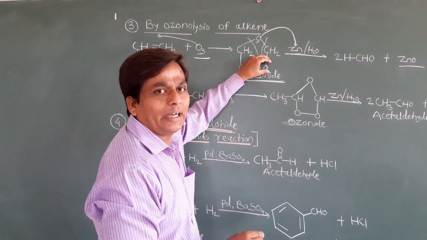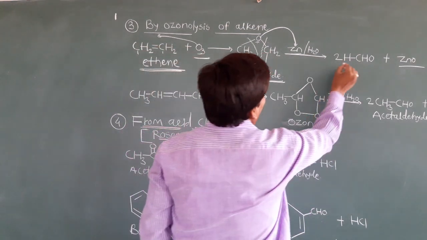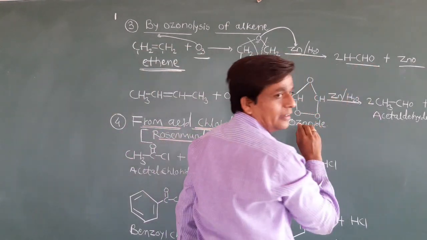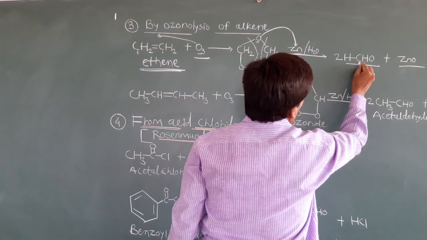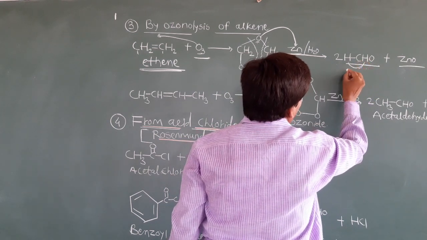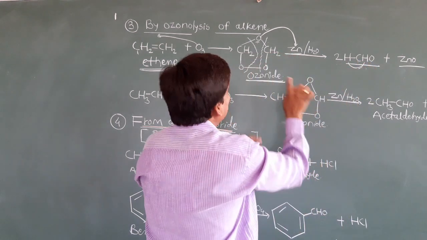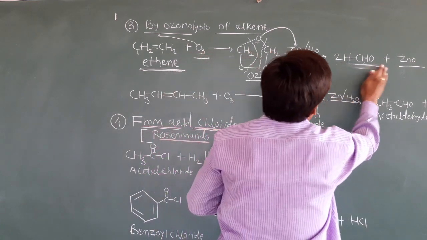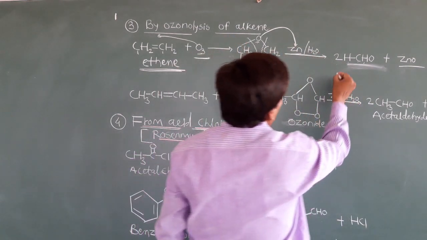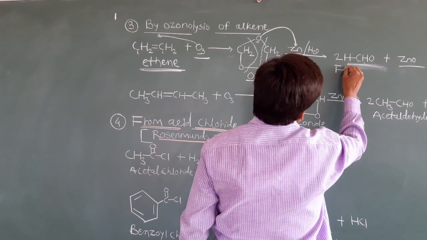What remains is CH2O, two times. CH2O is nothing but HCHO. Just see, this carbon with these 2 hydrogens means CH2O. This is two times, so it is formaldehyde. Two formaldehyde we get here. HCHO is nothing but what?